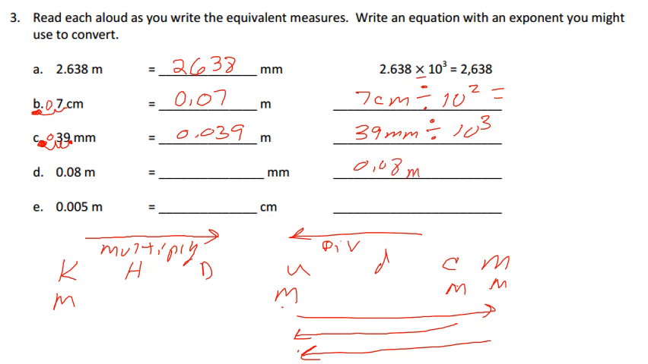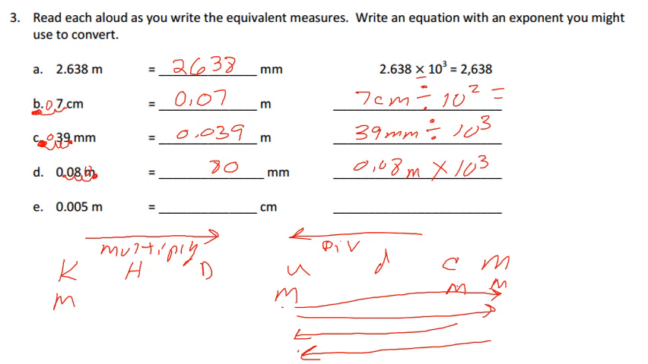On D, 0.08 meters, and we're going to millimeters. So we're starting here this time, and we're going this direction. So we can see that's multiply. So we're going to multiply meters to millimeters, which is 10 to the third. So we move our decimal 3 positions, 1, 2, and 3. Put our decimal in there. So we'll end up with 80 millimeters.